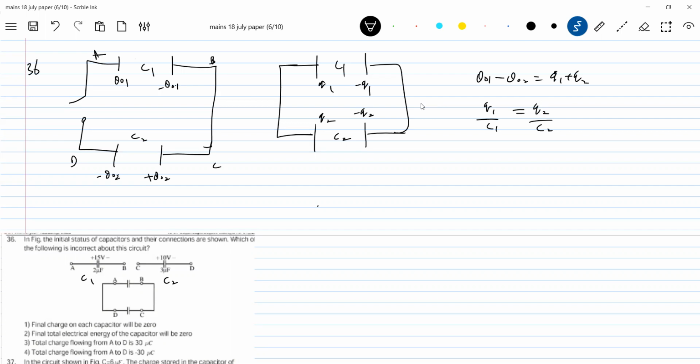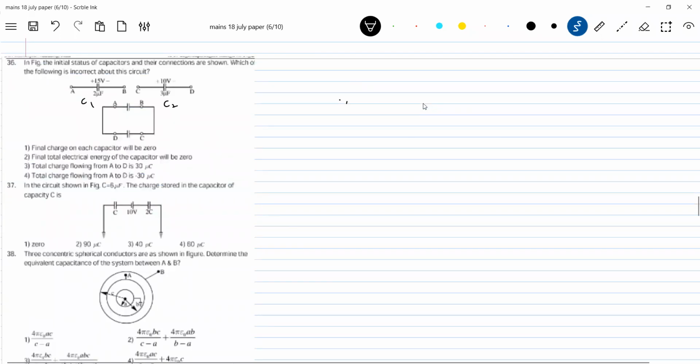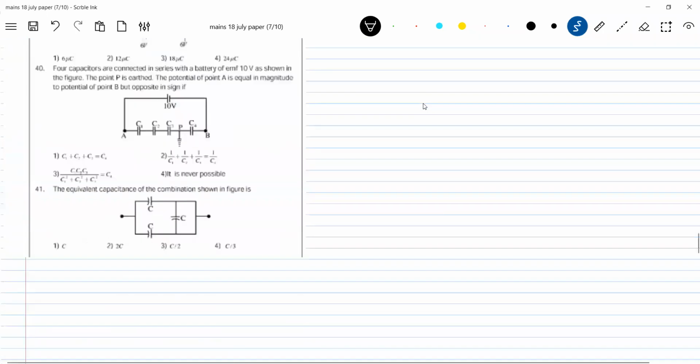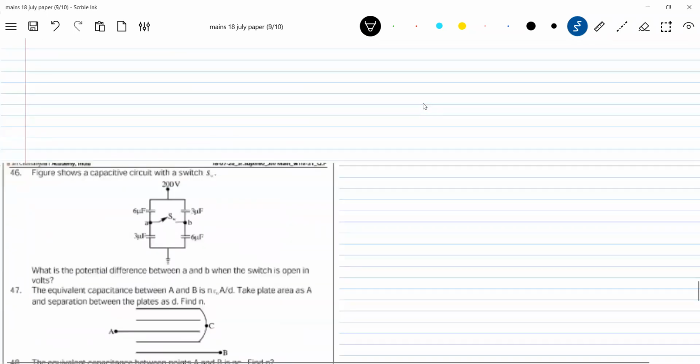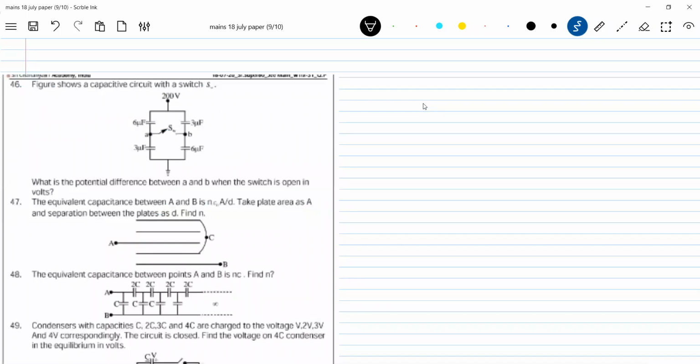Question number 36. Somebody asked 47. 47 is redrawing. I think I discussed in class. Check it. We discussed in class.